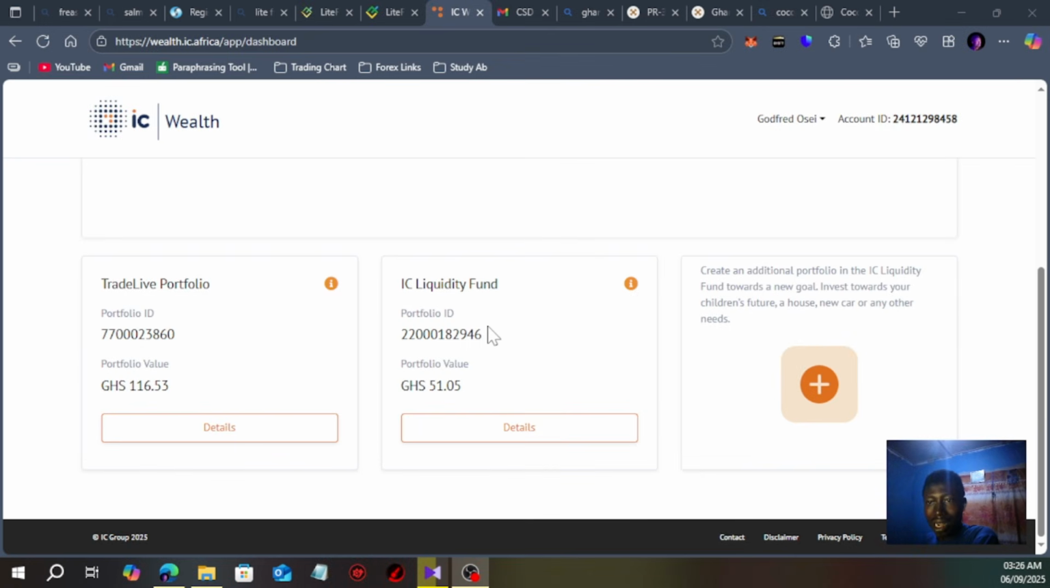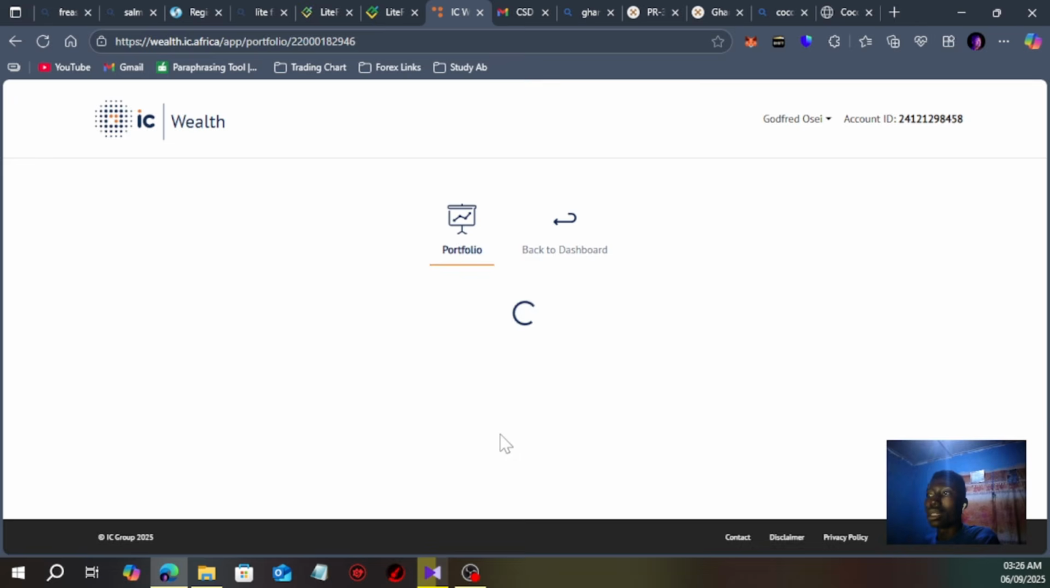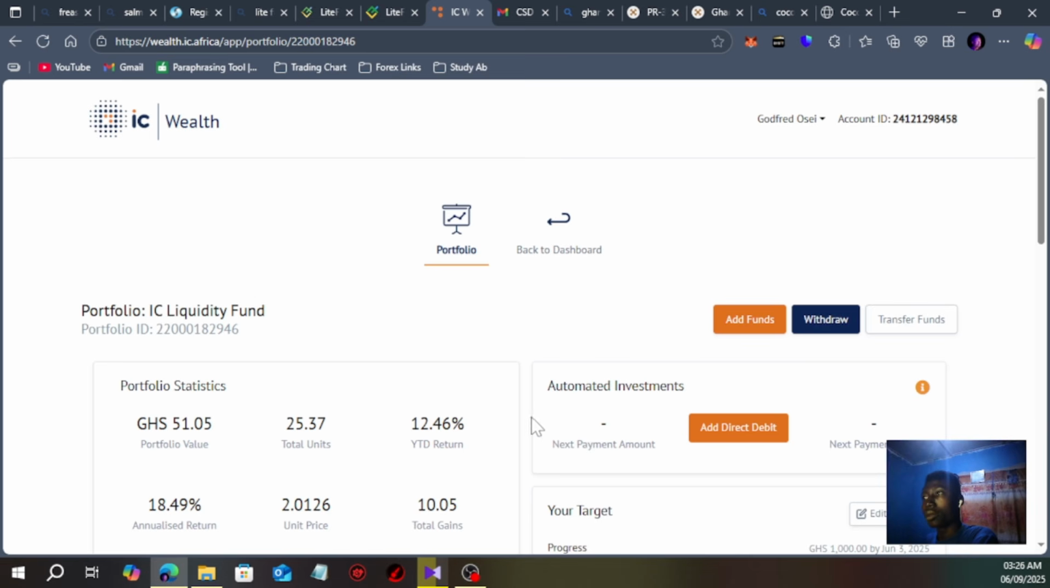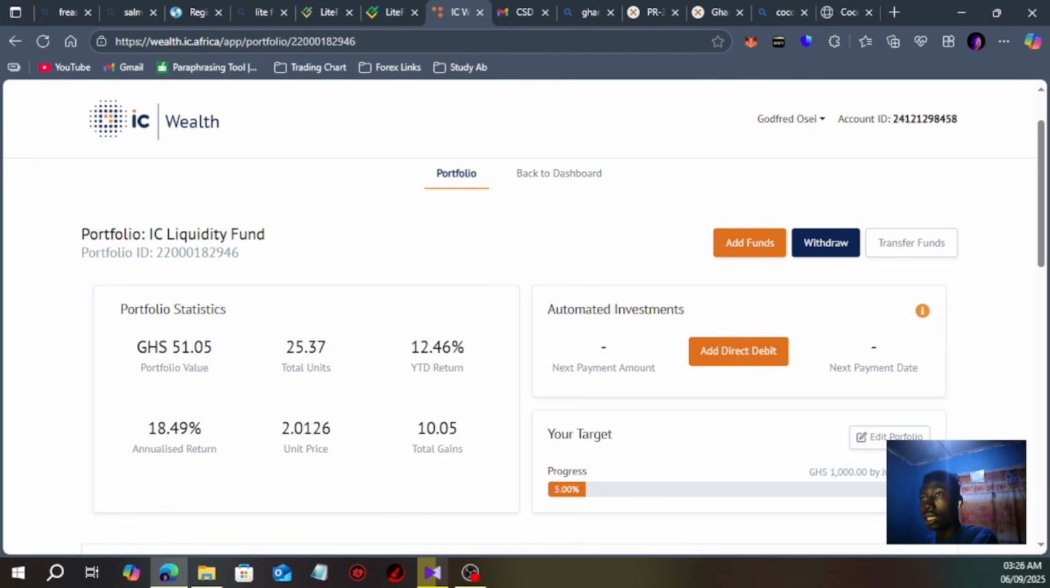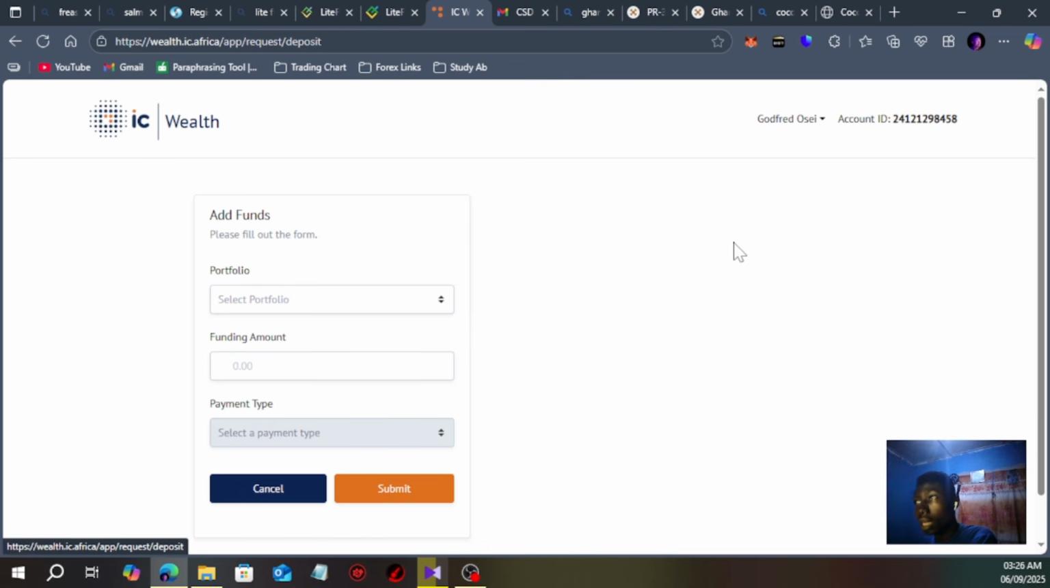When you register your account for the first time, this is what you are going to receive automatically. The IC liquidity fund is automatically going to be open. That's the first account you are going to receive from IC Wolf. So for that one, if you want to make a direct deposit into your account, you come to this side, the IC liquidity fund, and you come here to add fund.